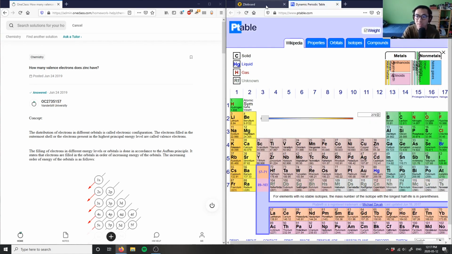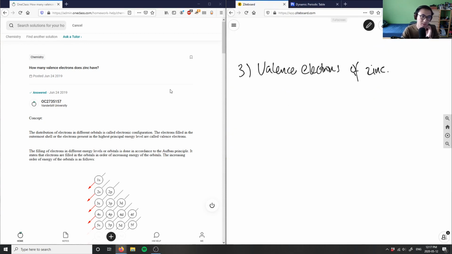And we want to know where zinc is, right? So we want the valence electrons of zinc. So zinc here is number 30. You think of this as group 12, and this here is group 12 and number 30 here. So we care about how many valence electrons zinc has.